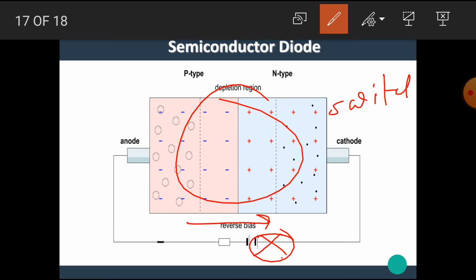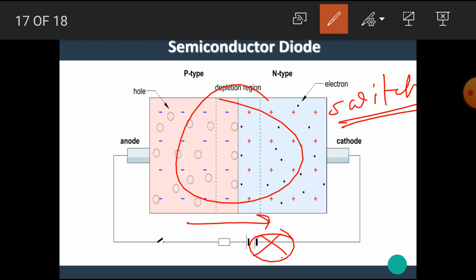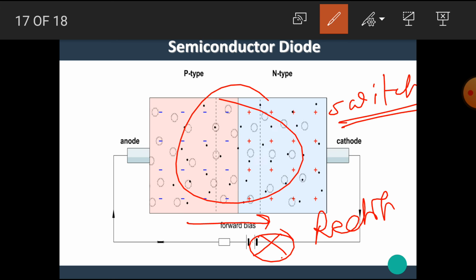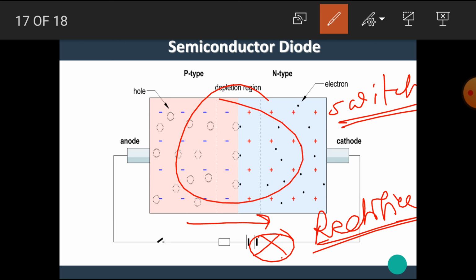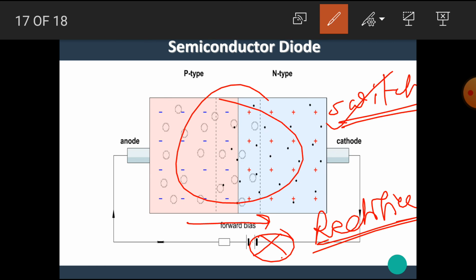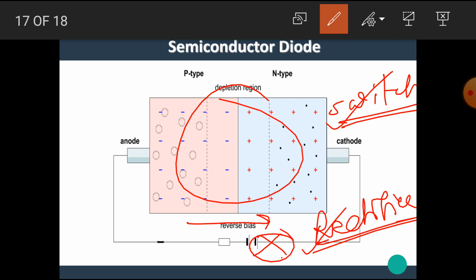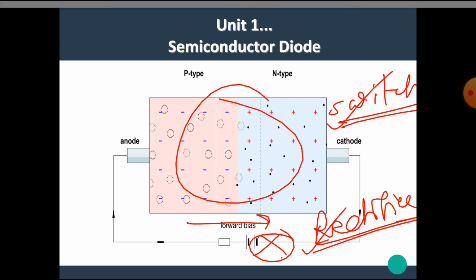The diode can be used as a switch, or the other application of the diode is that it can be used as a rectifier. There are two main applications of the diode. The first one is that it can be used as a switch, and the second one is that it can be used as a rectifier. I hope you all understand what is meant by the PN junction diode in zero bias mode, in forward bias mode, and in reverse bias mode. Also, I hope you all know what the applications of the PN junction diode are.